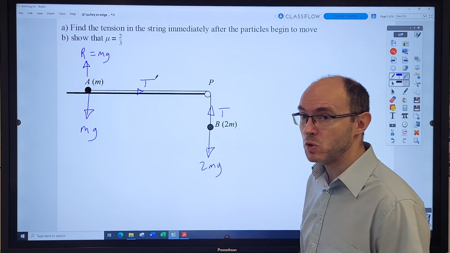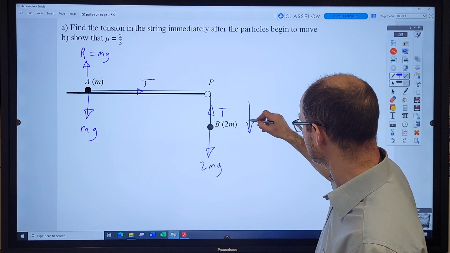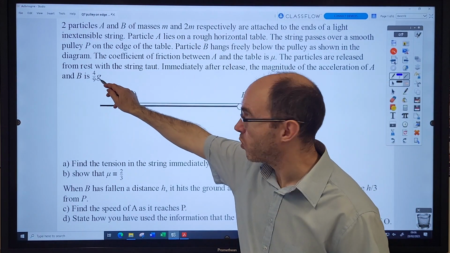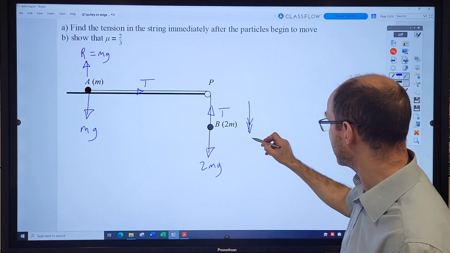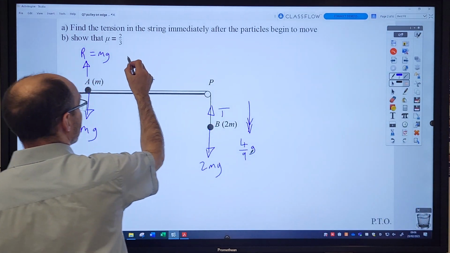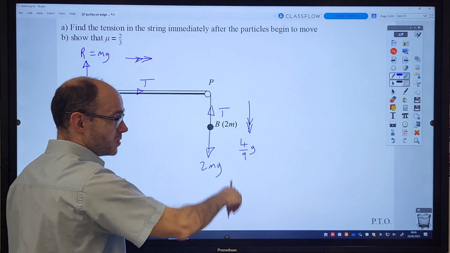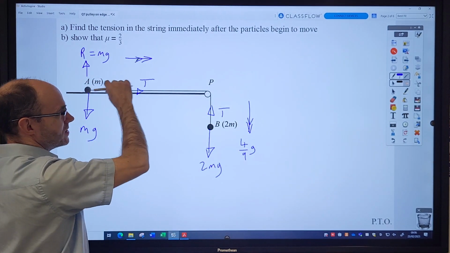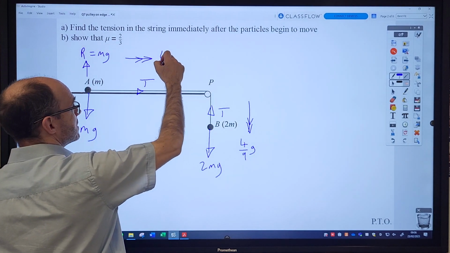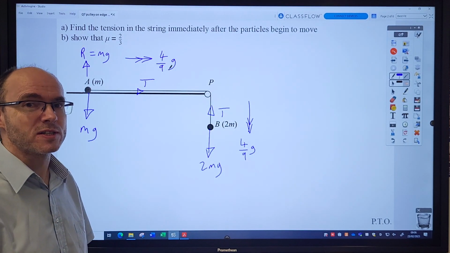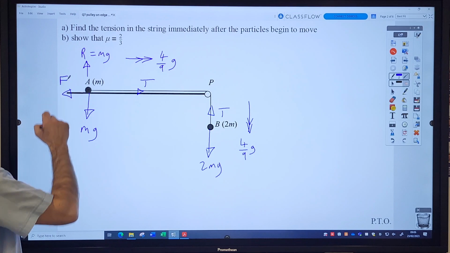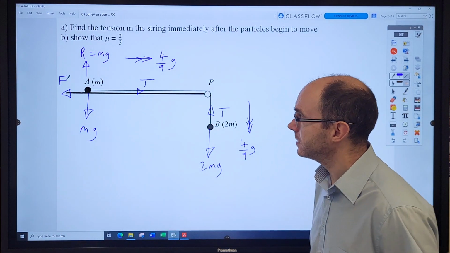Tension. When it's moving, B is going to move vertically downwards. I'm just going to check the acceleration again. 4/9 g is the acceleration, so let's put it in now. And of course for A, it's going to accelerate this way, because of the connection of the string, so it's going to be this motion here, 4/9 g in that direction. And lastly, because it's a rough table, because mu was mentioned, I've got to put in a friction force, so I'll write F for friction. That's the force diagram done.